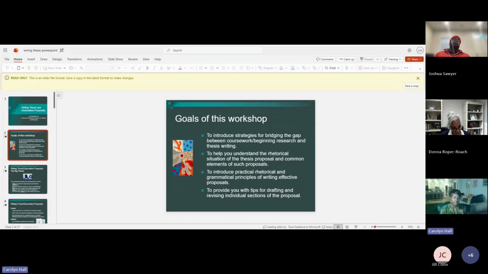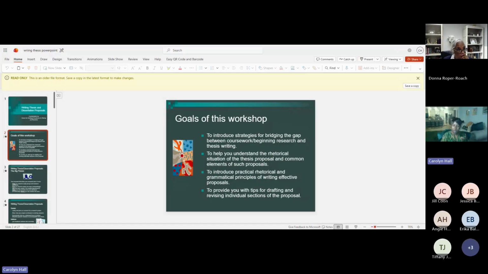So the goals of the workshop are kind of what you need before you actually start writing the draft itself, right? Because there are a couple of things that you need to know before you even start the writing process. When you're writing the proposal, a lot of it is about establishing your rhetoric and the organization of the task. So the goals of the workshop are as follows: to introduce strategies to help you bridge the gap between your coursework and the beginning of your research, to help you understand the rhetorical situation of your thesis slash dissertation proposal and the common elements of the proposal, to introduce you to practical rhetorical and grammatical principles of writing effective proposals, and provide you with actual tips and strategies that help you when you start writing, drafting, and revising the work itself.